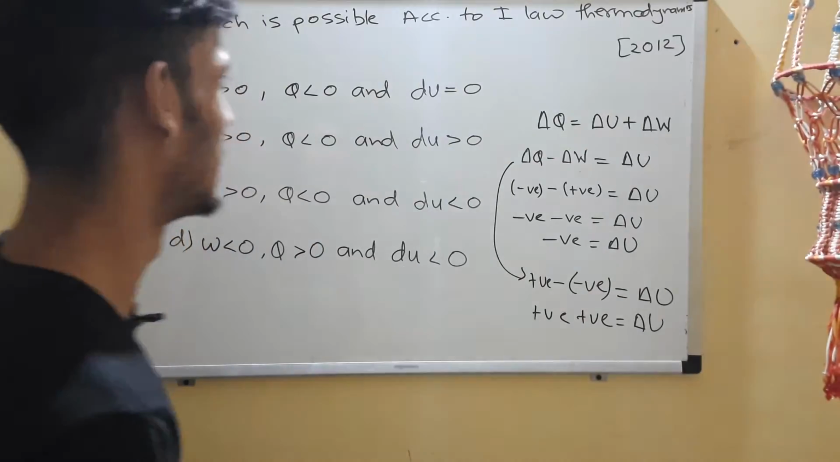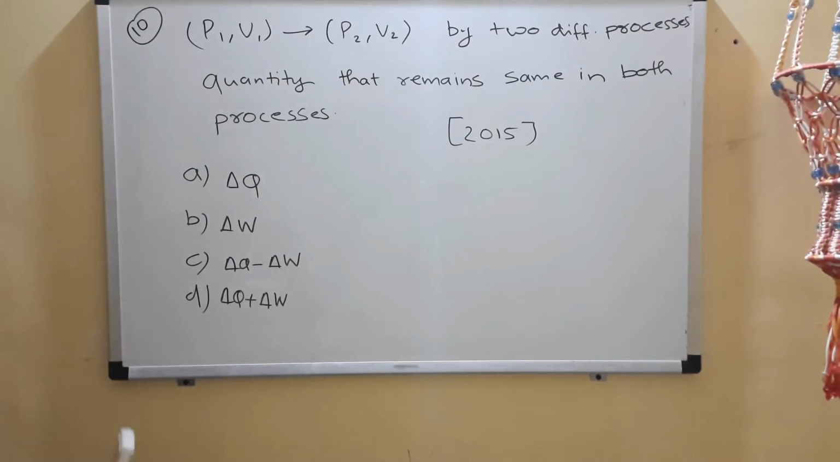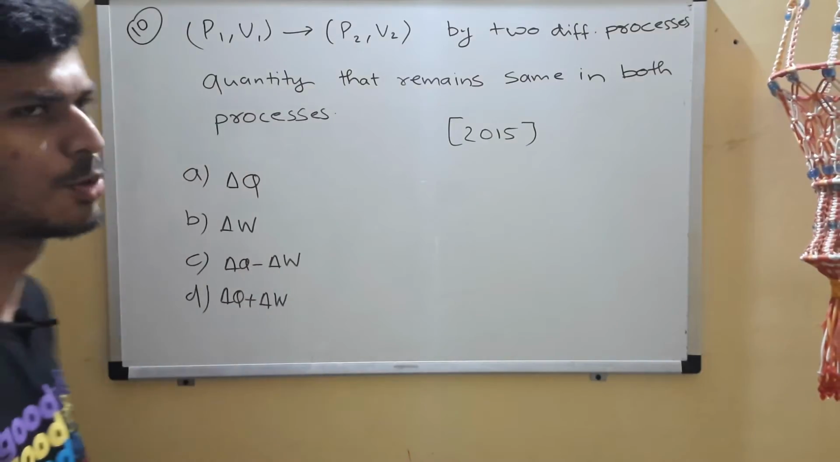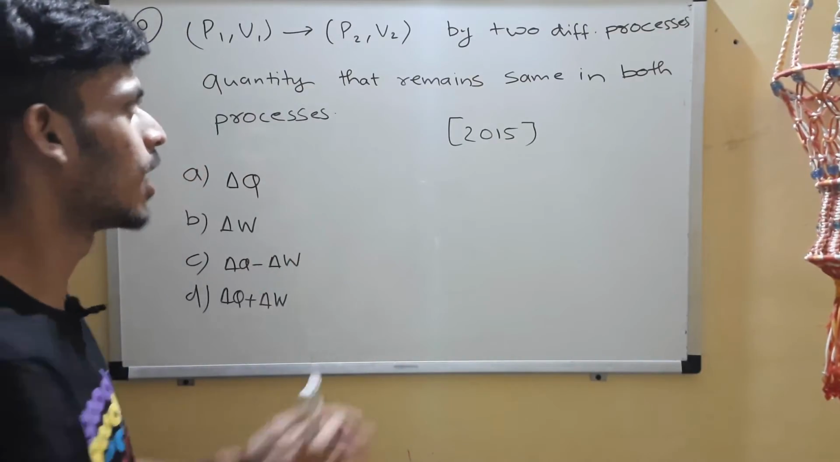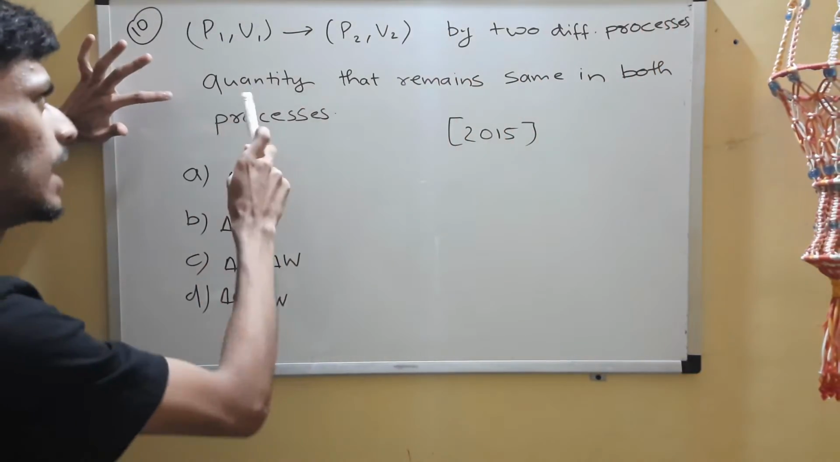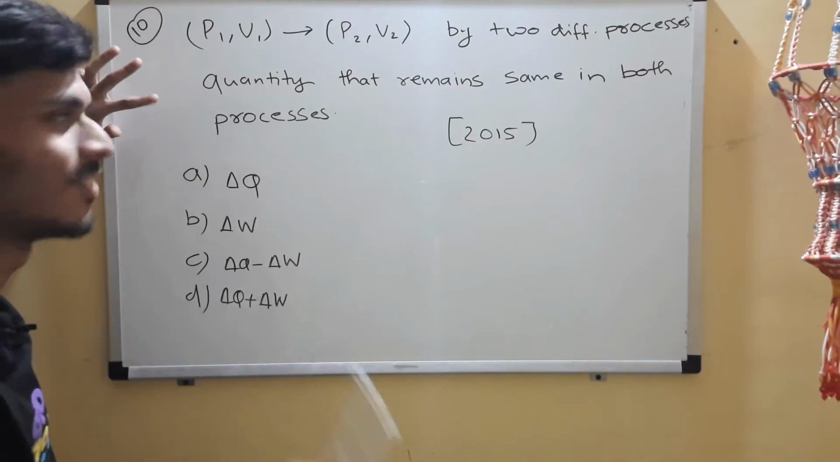Over to the next question. So question 10 over here. In this question from 2015, a gas goes from state P1 V1 to P2 V2 by two different processes. I hope you are able to visualize this. You are supposed to tell me a quantity that remains the same in both the processes. So basically a state function.